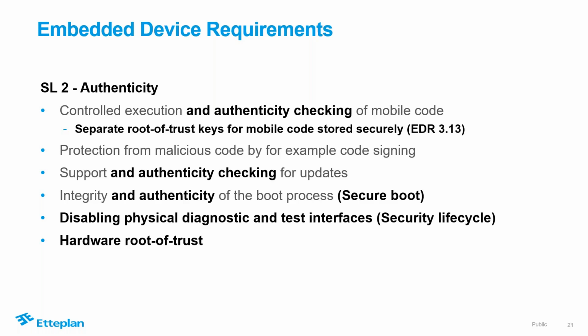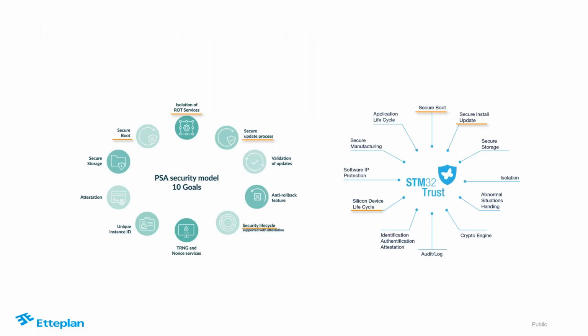So here are the requirements that directly relate to that. And you can see that the key issues are secure boot, secure firmware update, and secure debugging, also known as security lifecycle. So here are some other standards and frameworks: ARM's Platform Security Architecture and their 10 goals, and ST microcontrollers' STM32 Trust. And you can see that they have similar goals here, similar requirements.